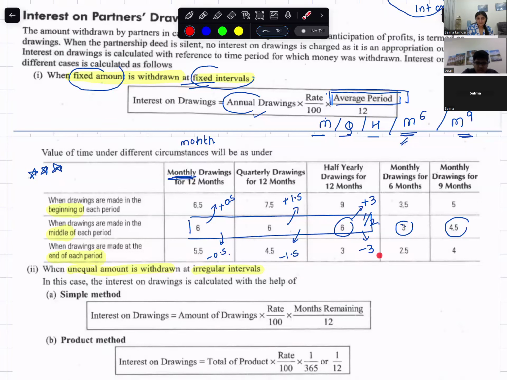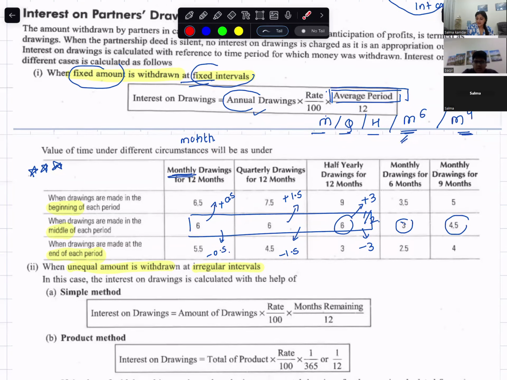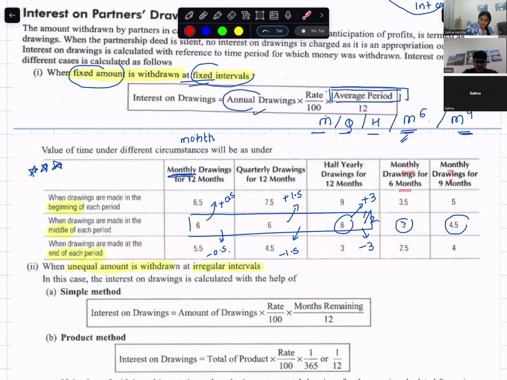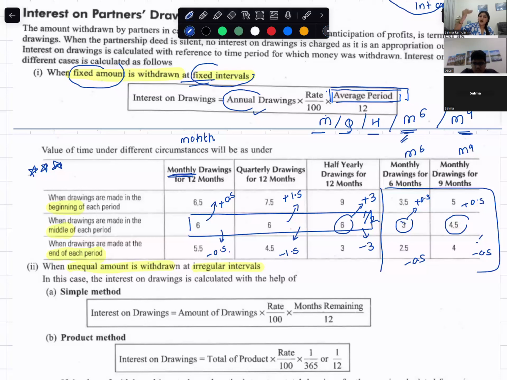Okay, are you with me? Now, monthly for 6 months and monthly for 9 months. It is M6 and M9. So again, this is plus 0.5 and again plus 0.5, minus 0.5, and minus 0.5. So for this, at the beginning of every month is plus half. At the end of every month is minus half. But you should remember this. This is 3 and 4.5. Just take time to recall. Let me know if you are facing any difficulty.